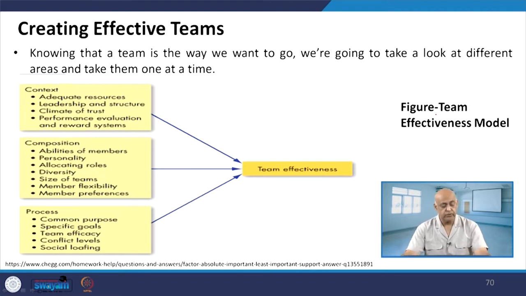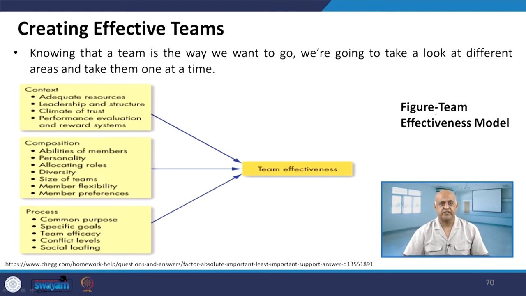So how do we create effective teams? Context, composition and process are important. Adequate resources are required, and whenever we speak of team effectiveness, the six M's: men, machine, material, money, method, minutes. When they are adequately available, then definitely there will be no conflict among the team members.